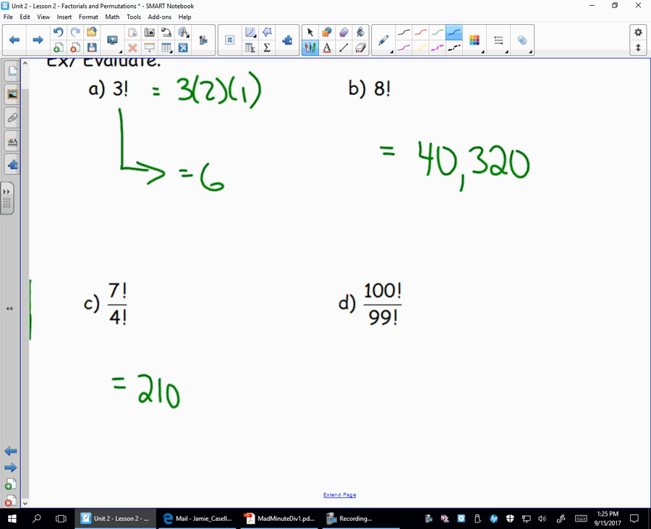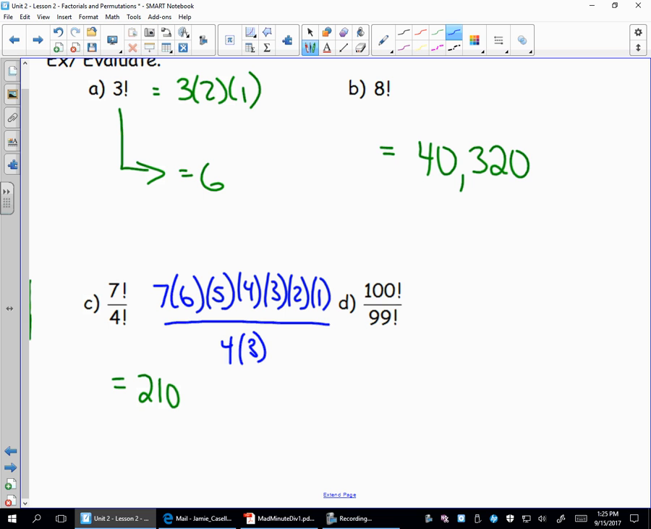And to do that, I'm going to go back to letter C. 7 factorial really means 7 times 6 times 5 times 4 times 3 times 2 times 1 divided by 4 times 3 times 2 times 1. And one of the things we've learned in previous math courses is if I have the same number on the top and the bottom of a fraction and they're multiplying, which these are, I can cancel them out. In other words, 1 with a 1, 2 with a 2, 3 with a 3, 4 with a 4, and I'm left with 7 times 6 times 5, which comes out to 210.